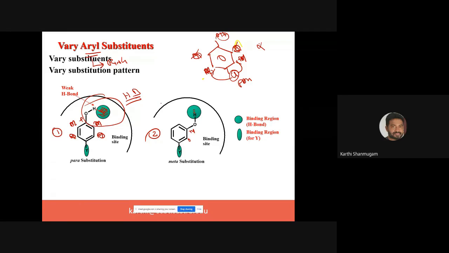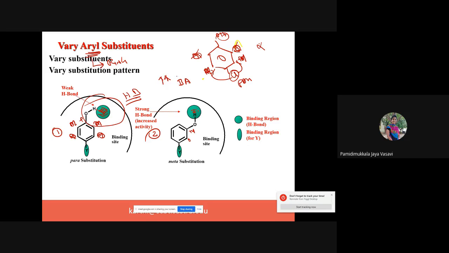Yes, sir. So what we did is that we used the concept called varying aryl substituents. Just now I told what is meant by aryl substituents, right? So varying the aryl substituent position of the functional group will lead to an increase in the strength of the binding. So ultimately, if there is an increase in the strength of binding between the drug molecule and drug target, what will happen to the biological activity? Can we expect an increase in the biological activity? Yes, right.